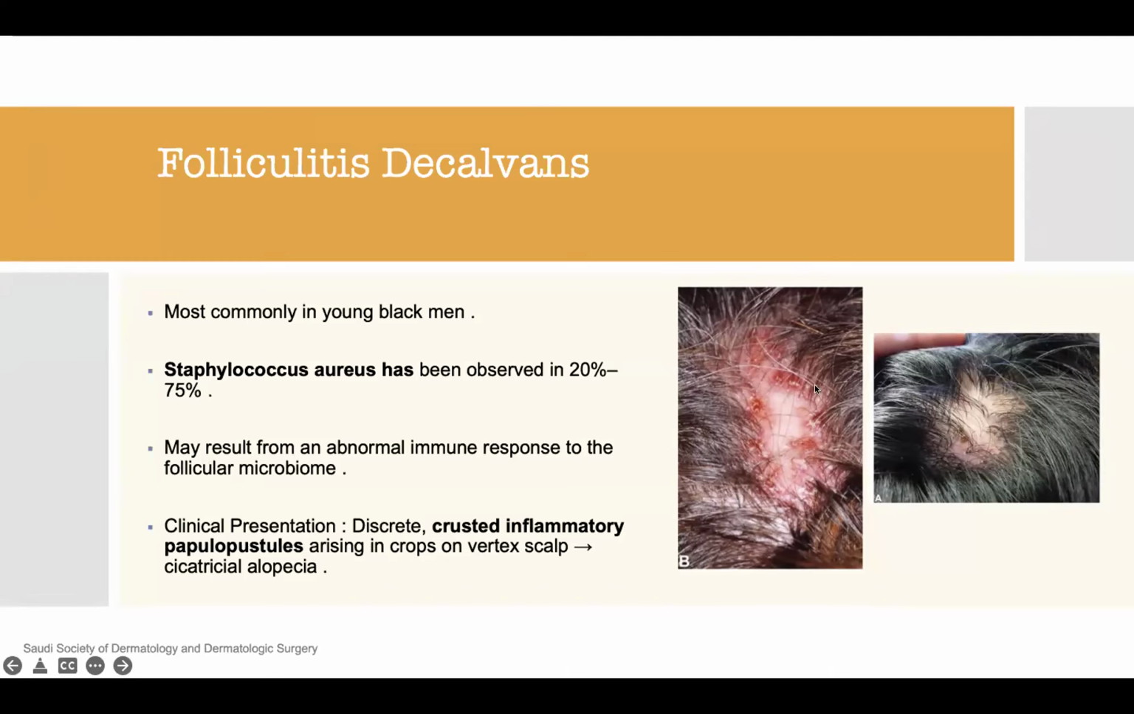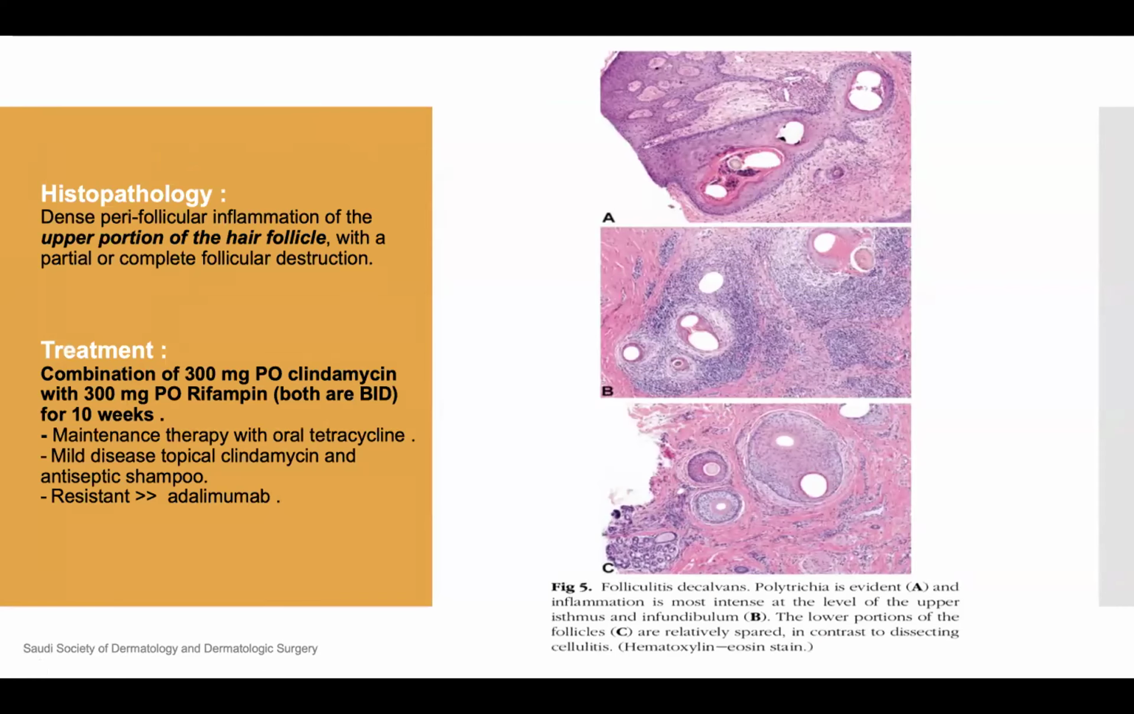Histopathology: it's also important to note that there is a neutrophilic infiltrate around the upper part of the hair follicle. Treatment: a combination of oral clindamycin and rifampicin, a course of 10 weeks, shows clinical remission. Some patients may need maintenance therapy with oral tetracycline, and if resistant, TNF alpha inhibitors such as adalimumab can also be used.